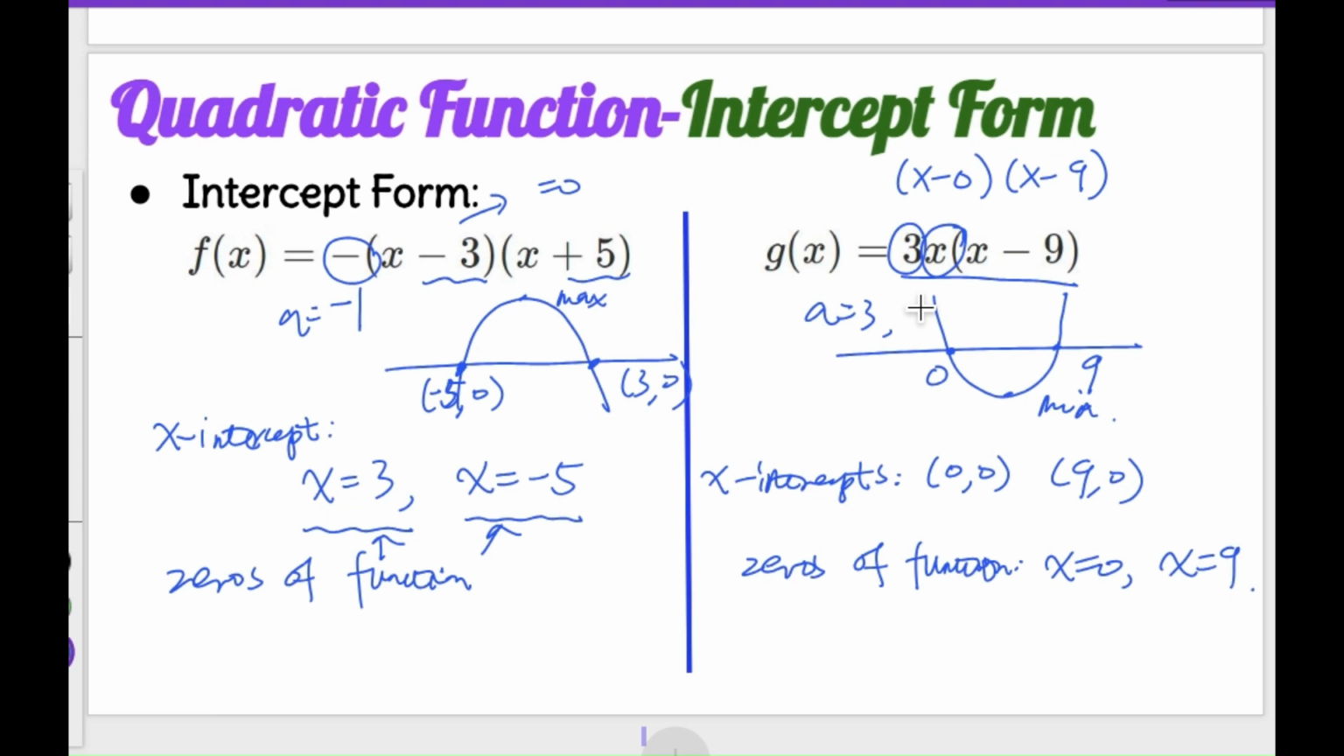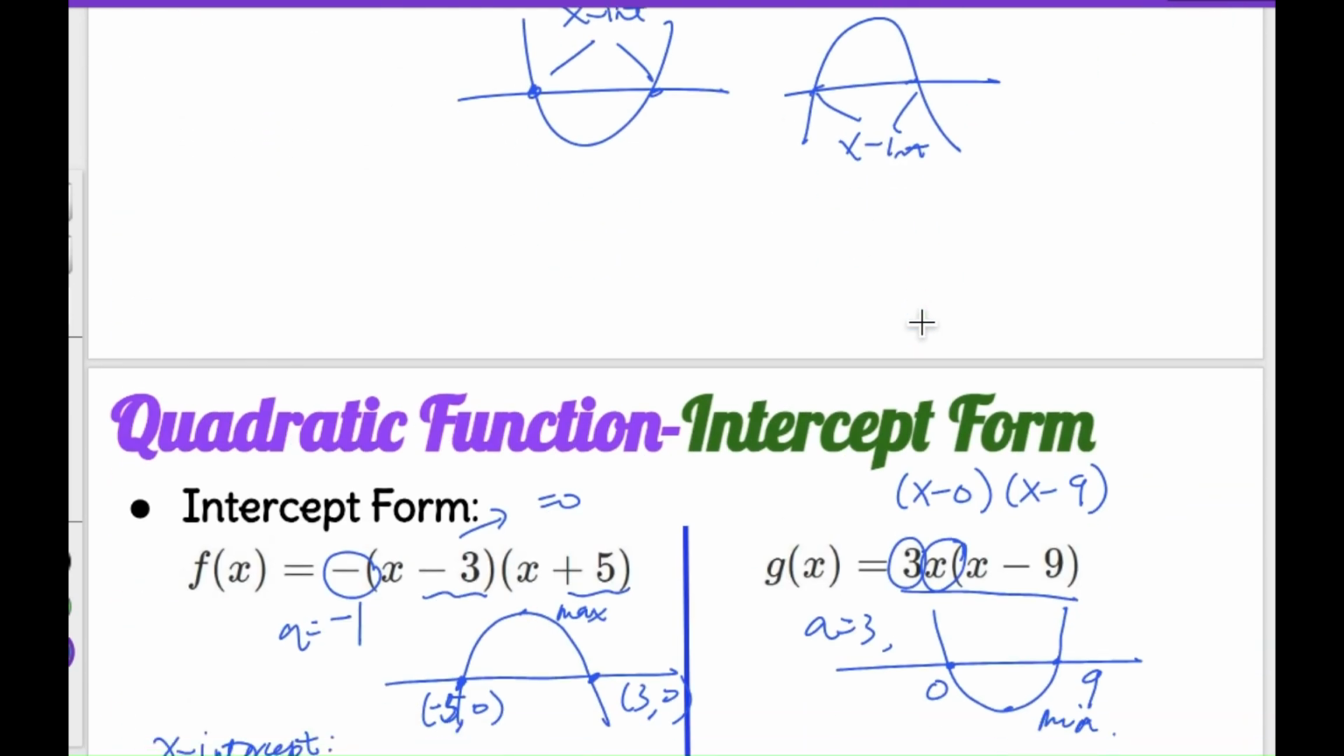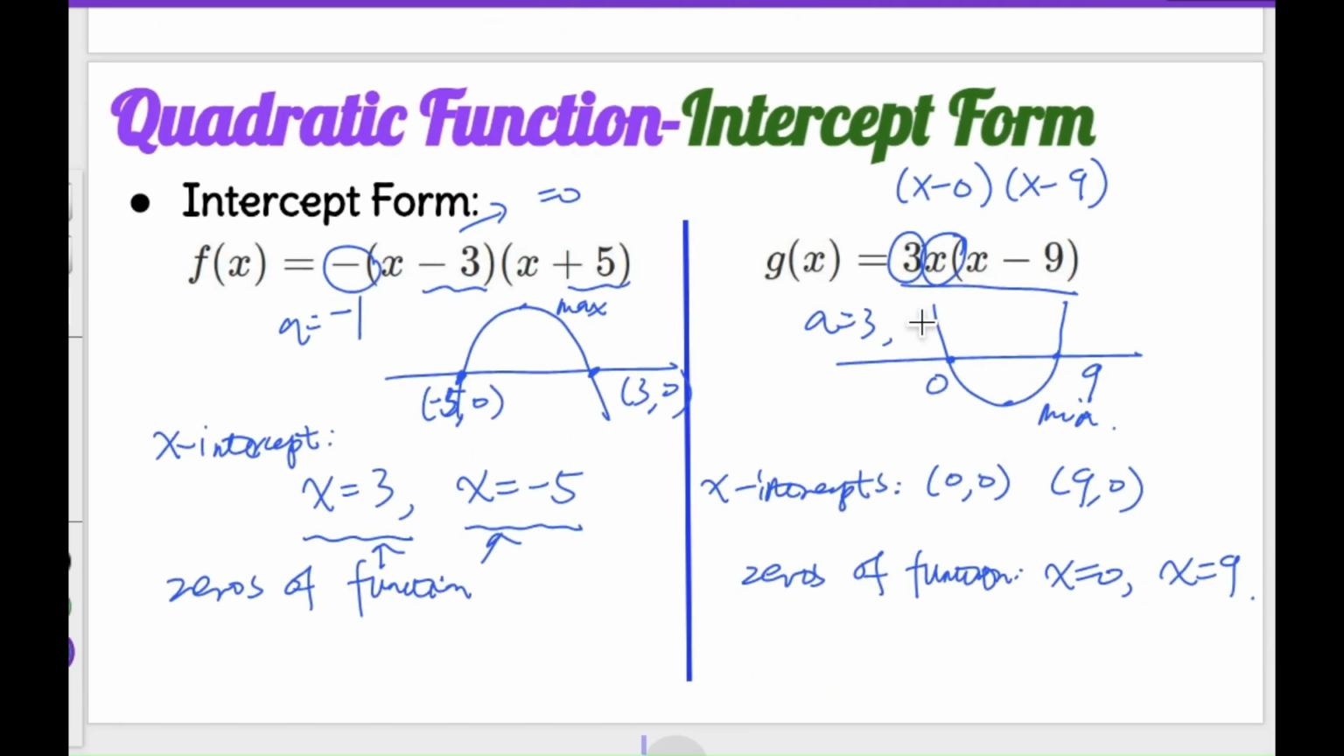So as you can see, from intercept form and vertex form, we can read a lot of very useful information from the graph. That's why, compared to standard form, we prefer to use vertex form or intercept form, because they display a lot of information from the graph without us having to graph the function.